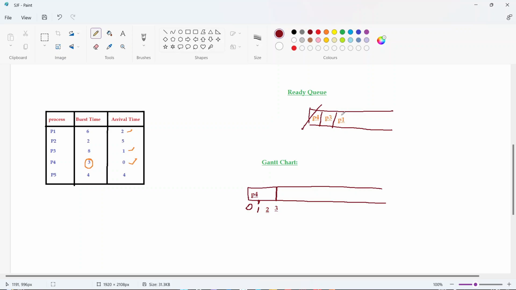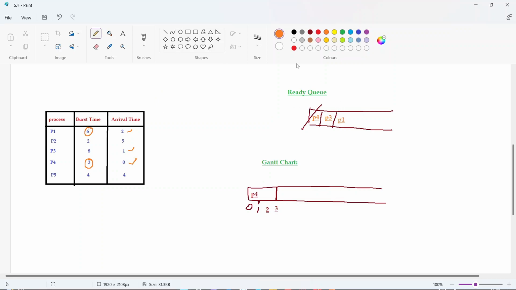Now we have two processes available in the ready queue, P3 and P1. If this is an FCFS algorithm, P3 can be selected. But if this is a shortest job first algorithm, between P3 and P1 we need to select whichever process requires less CPU time. You can see P3 requires 8 seconds and P1 requires 6 seconds. Which one is the shortest time? 6 seconds. So of 6 and 8, 6 is less, so P1 has to be selected. That's why we are selecting P1.